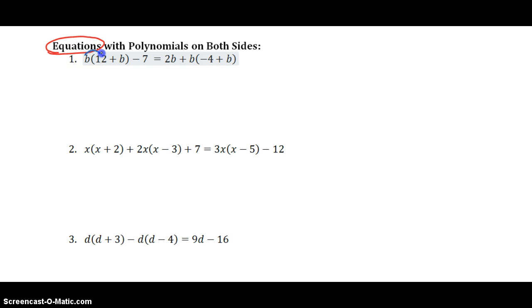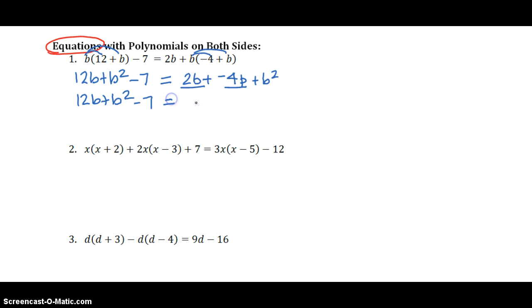I'll take care of each side one at a time. So I'll have 12b plus b squared minus 7. So there's our left side of our equation. The 2b is just hanging out. It's not doing any multiplying yet. Plus, now I need to take care of distributing that b. So it's going to be negative 4b plus b squared. Now, I'm going to take care of each side. There are no like terms on the left side, so I'll just leave it as it is. But on the right hand side I have 2b and negative 4b. So I'll need to take care of that and have negative 2b plus b squared.